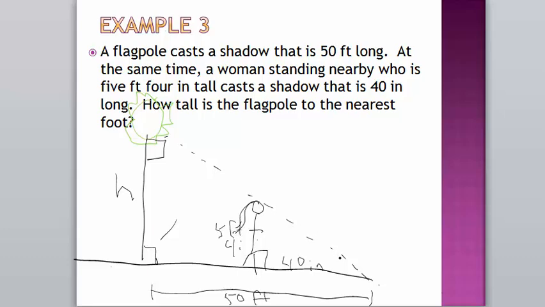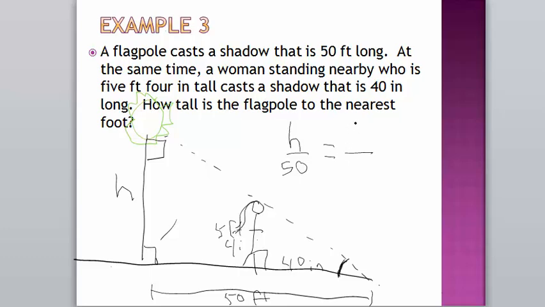Well, look at what we have here. The sun is casting its rays down, forming the hypotenuses of both triangles. They share this angle of elevation. So these two triangles, the one formed by the woman and the big one formed by the sun, are similar. So we can go ahead and write our proportion. We'll say the height of the flagpole is to the shadow of the flagpole as the height of the woman.